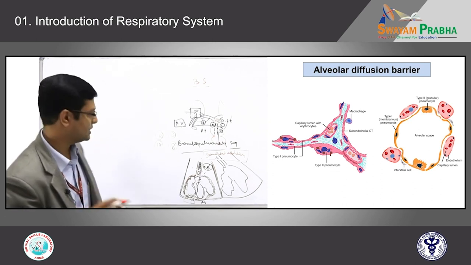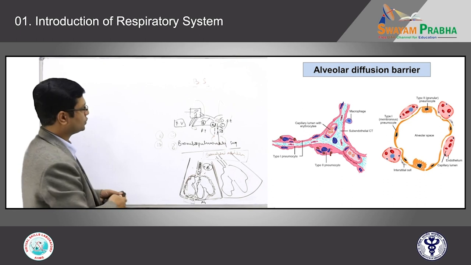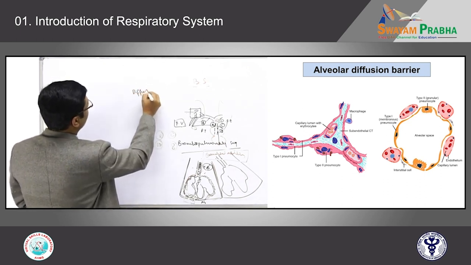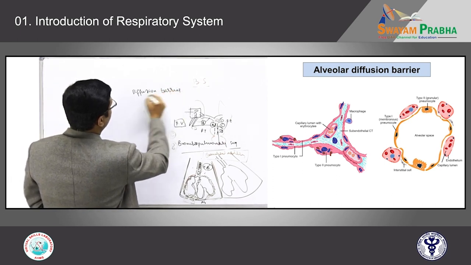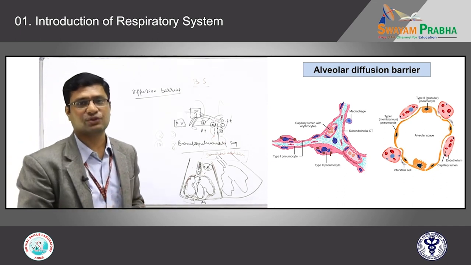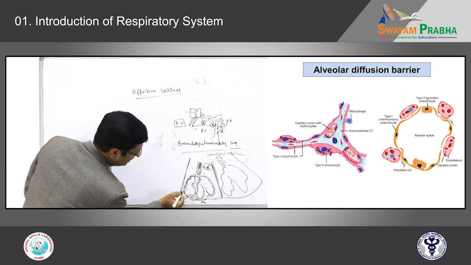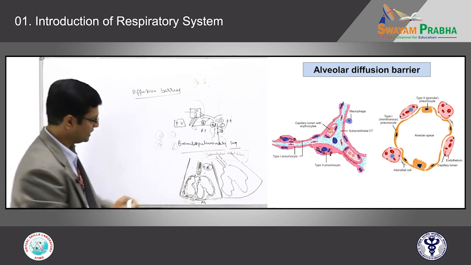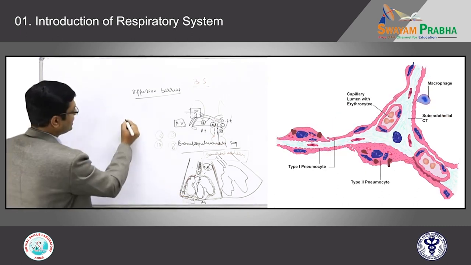All of you remember, let's see. Then finally, we should know what exactly the diffusion barrier is and how it looks. We call it the diffusion barrier. These are just membranes where the diffusion of gases actually takes place. They are nothing but this part, the alveoli with the capillary plexus. Let's see how it looks if you magnify this. I will magnify this part.